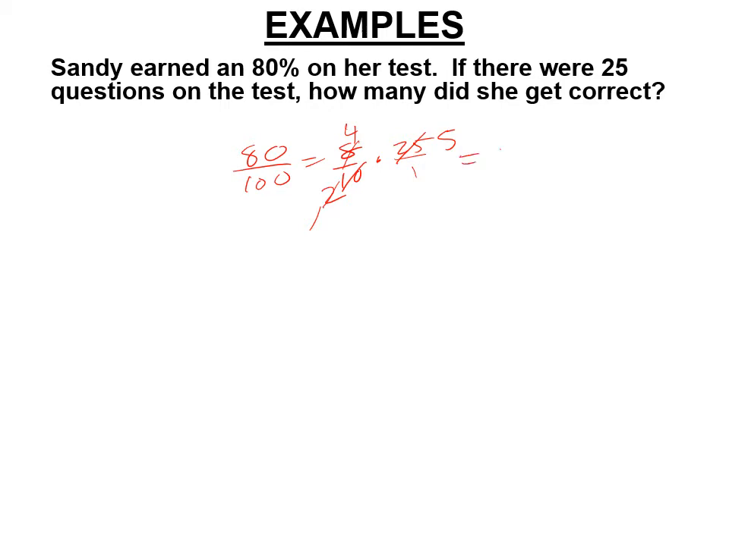But she got 20 questions correct. Oh, got to spell questions correctly. She got 80% is 8/10 or 4/5, and 4/5 times 25 is 20. She got 20 questions correct out of the 25, which means how many did she get wrong? She must have gotten 5 of the questions wrong.